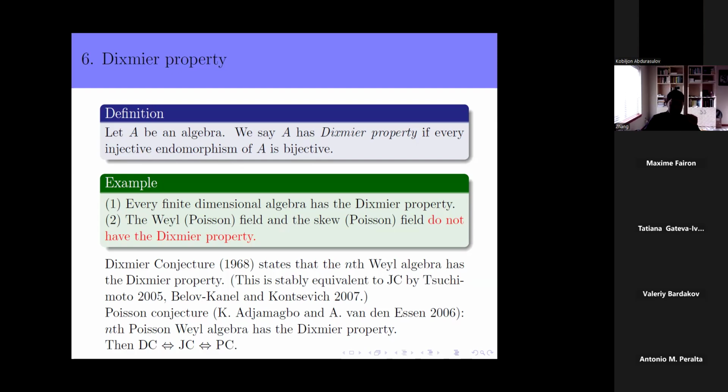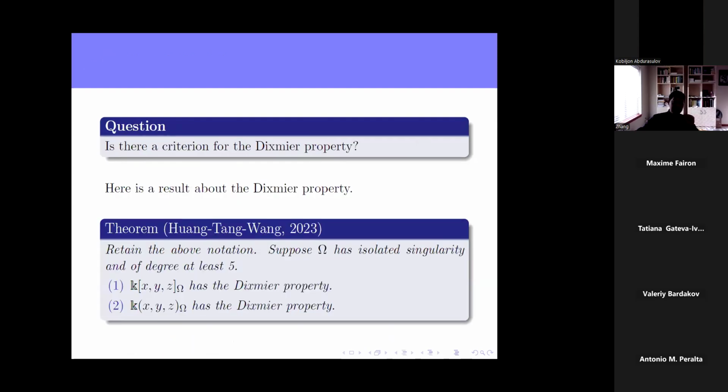Okay, so now I want to give some examples of the Dixmier property. Basically, is there a criterion for the Dixmier property? One result on the Poisson side is the following. If we take the potential omega, which has an isolated singularity and degree at least 5, then the Poisson polynomial ring defined by omega has the Dixmier property. Same for the field: the Poisson field has the Dixmier property.